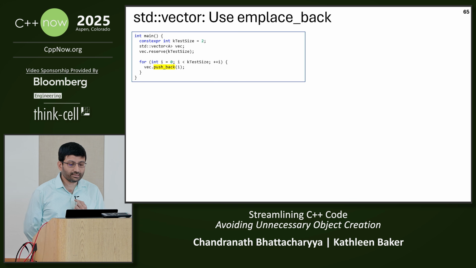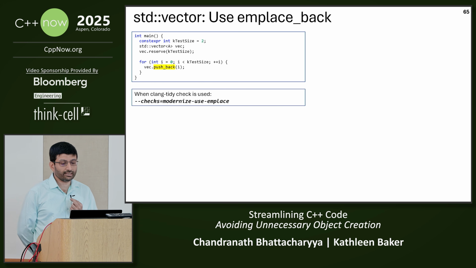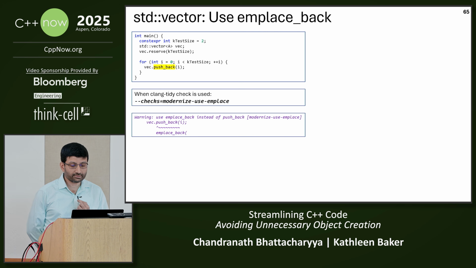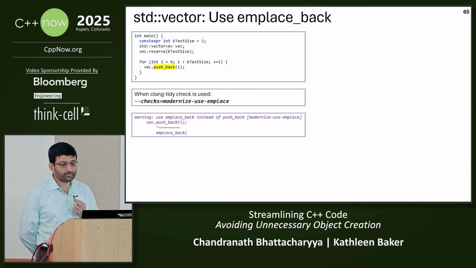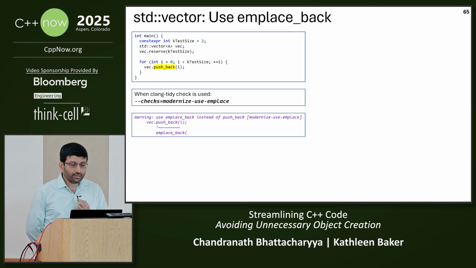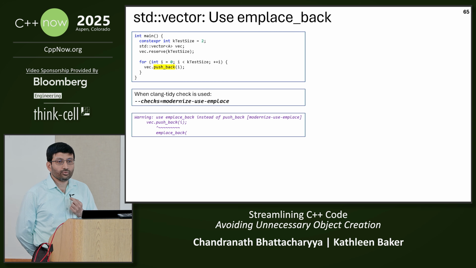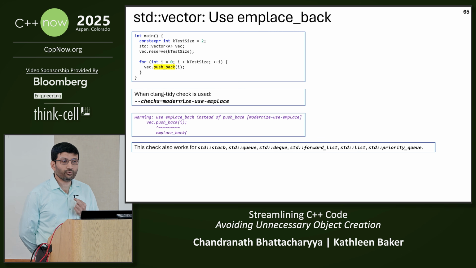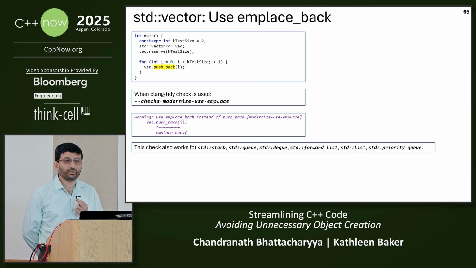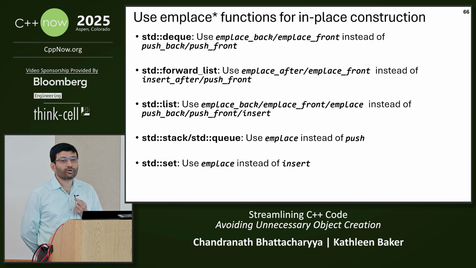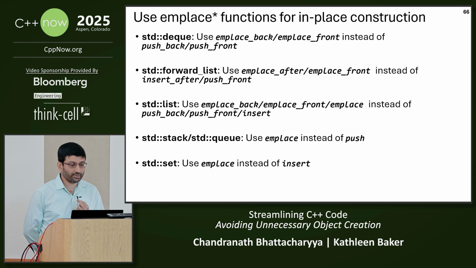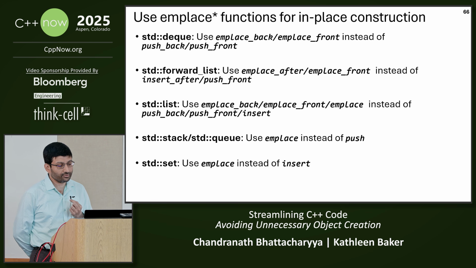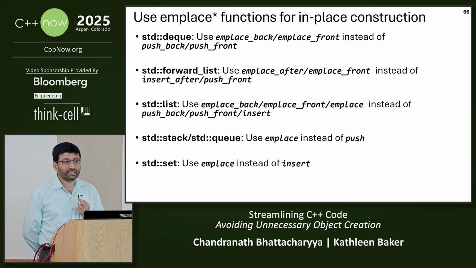So let's take the same example and this time run it with this clang-tidy check, okay? modernize-use-emplace. And as you can see, clang-tidy does point out this particular issue. Though this example was only for vector, this particular check works for other containers also. So this is a good check to have. Now, there are a lot of emplace star functions available for various containers in the standard library: deque, forward_list, list, stack, queue, set. So whenever possible, when they're available, use those instead of the alternatives.